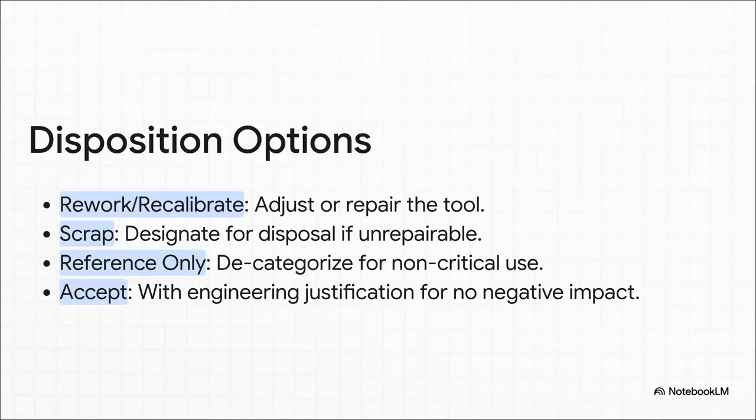So what kind of decisions can they make? Well, based on the detailed UI that you just created, the custodian can choose to rework or recalibrate the tool. They might decide to scrap it if it's a lost cause. They could also decategorize it to reference-only status for jobs where precision isn't critical. Or, and this is important, with the right engineering justification, they can choose to accept the condition if their assessment proves there was no negative impact. Our job is providing the undeniable facts that empower them to make these calls.